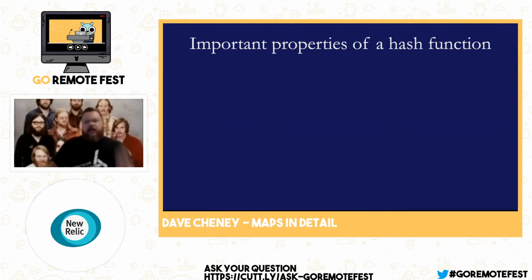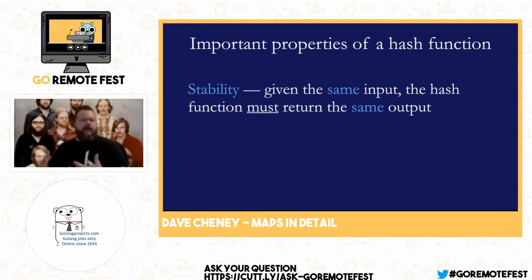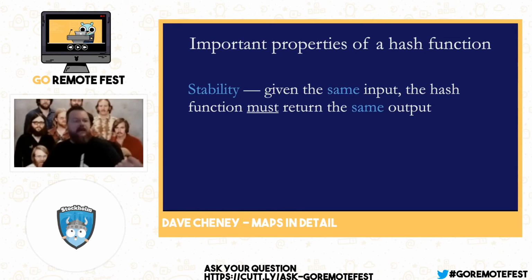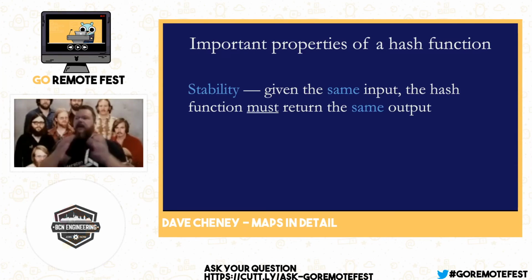Now, I mentioned that the property of the hash function is important because it determines how efficient the hash map is. And so hash functions can't just be anything. They rely on two very important properties. The first property is stability. Given the same key, we must always return the same answer. So if we hash Moby Dick over and over again and we've got different SHA-1s, that would be bad because we would no longer have a working hash function. So with the same input, the hash function has to return the same output.